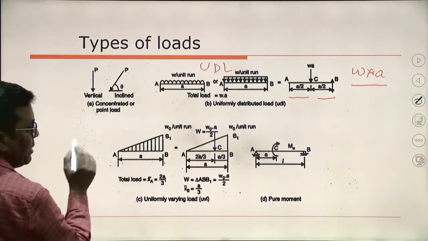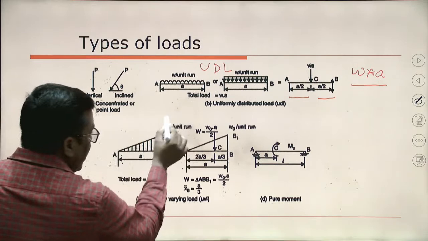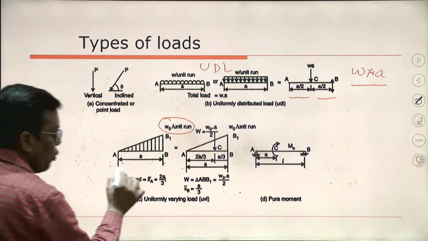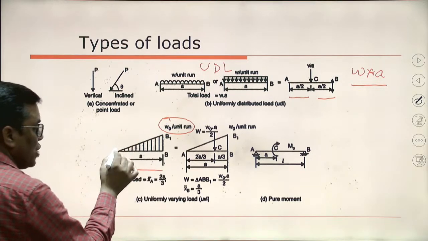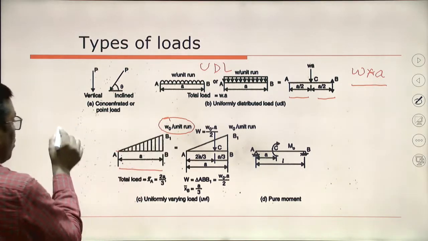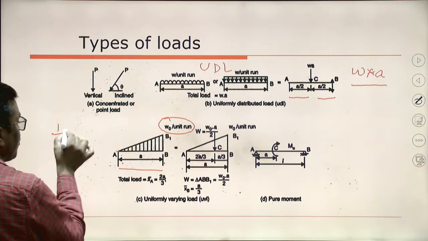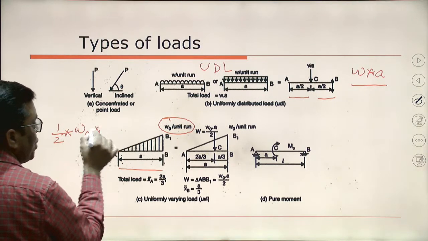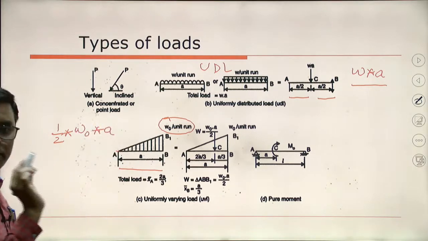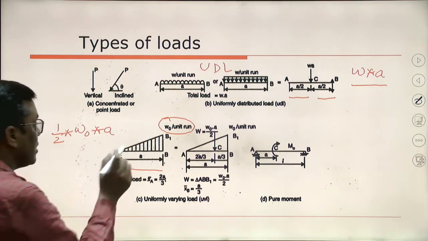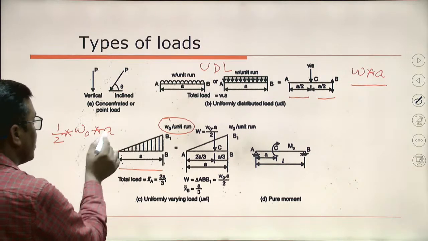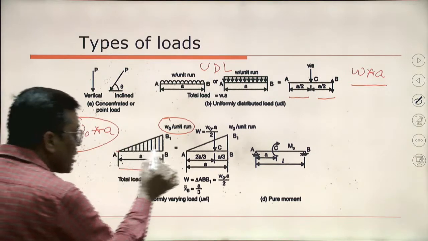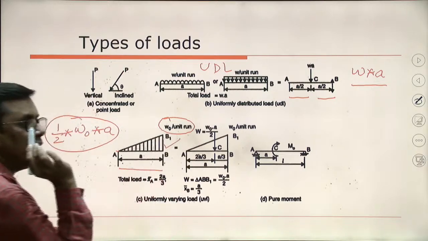And how much will be the area of this triangle? Here the intensity of the load is given as W per unit run over the length A. It is changing from 0 to W. So the area of this triangle will be half into W0 into A. Half into W0 into A. So this is the area of this. So this is the net effective load, the net effective load of this UVL.